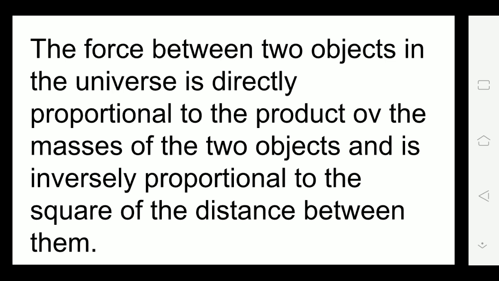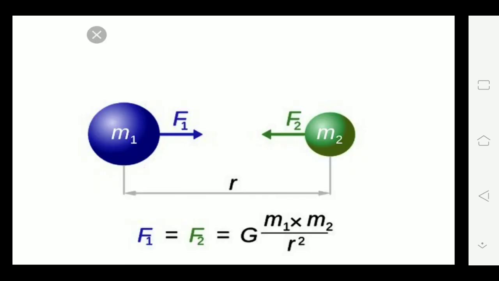If you write this sentence in equation form, you can see here in the picture two objects shown with masses m1 and m2, and the force between the two masses is shown by F1 and F2. The distance between the two objects is given by r. In your textbook it is given by small d.